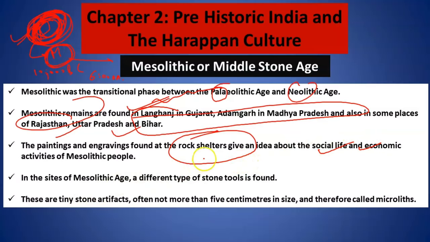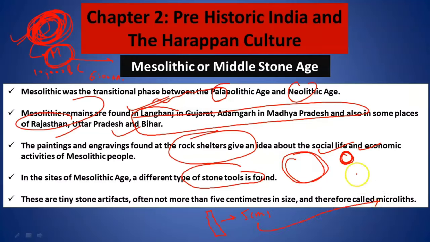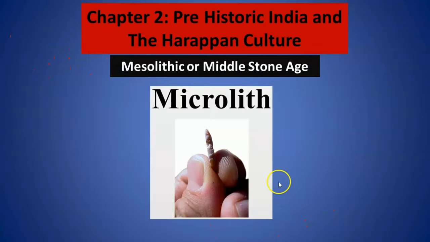Now, another important thing is here, these stone tools that they were using, earlier they were using big stones. Now the size of the stone got significantly reduced. Some of these stone tools got reduced so much that they were not more than 5 centimeters in size. And such stone tools were known as microliths. Micro means small, all right, and lith means stone. So even very small stone tools were also used.